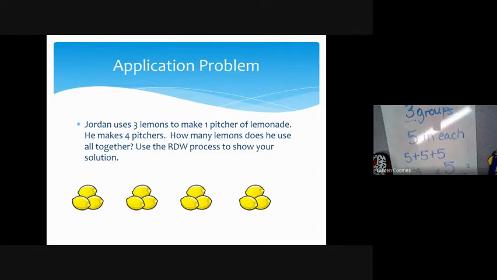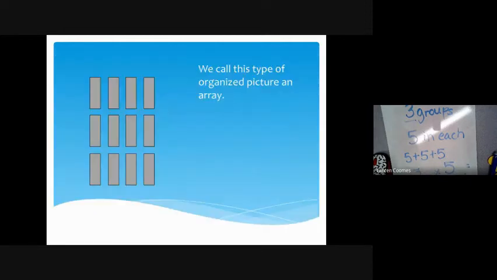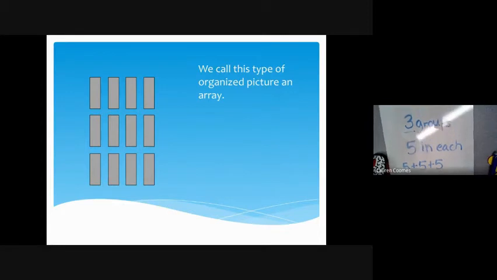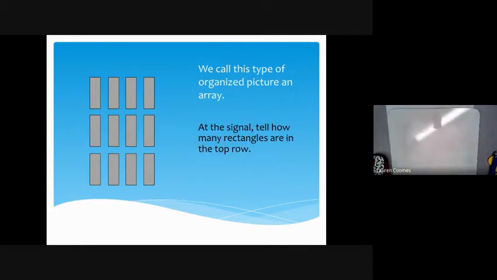Okay, this is a word problem. We're going to skip over this one because it's pretty easy. All right, this is the type of organized picture, and that's what I was telling you about with an array. Do you see how all the rows and columns are in order? Okay, that's what you want to make sure you have whenever you're doing multiplication. You want to have equal groups, and you want to put them all in rows and columns.